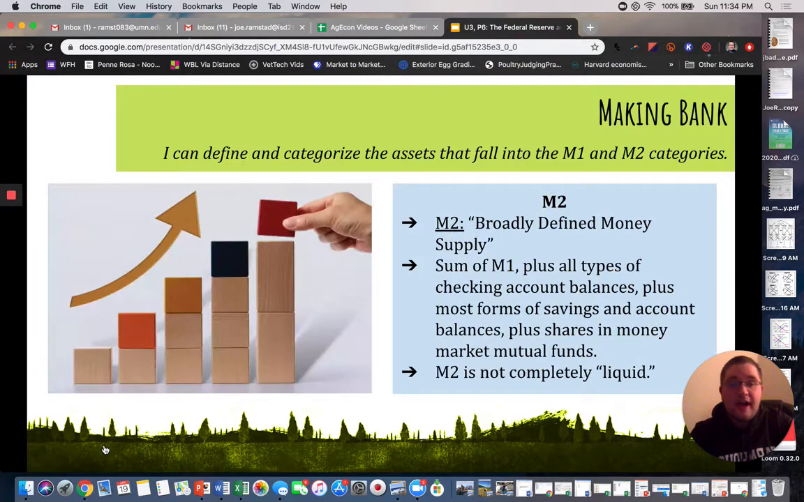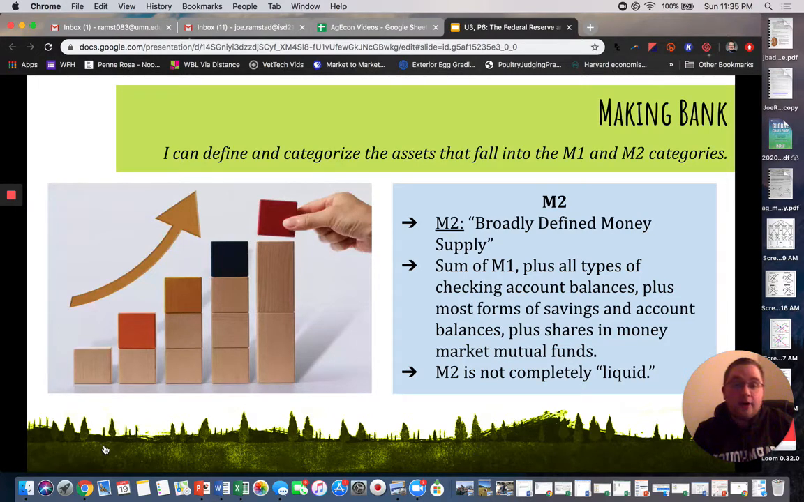Where we start to get a little complicated is M2. M2 is the broadly defined money supply. This is the sum of everything in M1, plus all types of checking account balances, plus most forms of savings account balances, plus shares in money market mutual funds. So M1 plus all of this stuff is M2. M2 is going to have a lot more value to it than M1 because M2 is broadly defined. Therefore, you guessed it, M2 is not completely liquid.